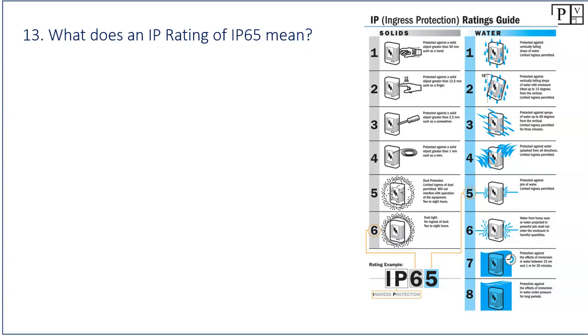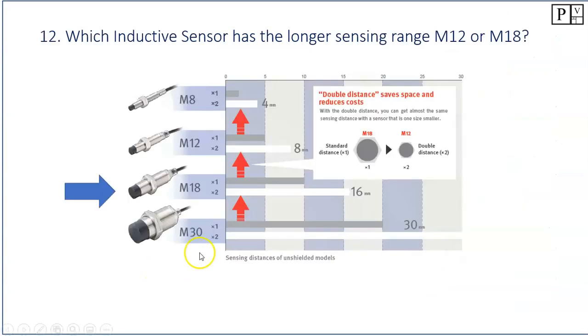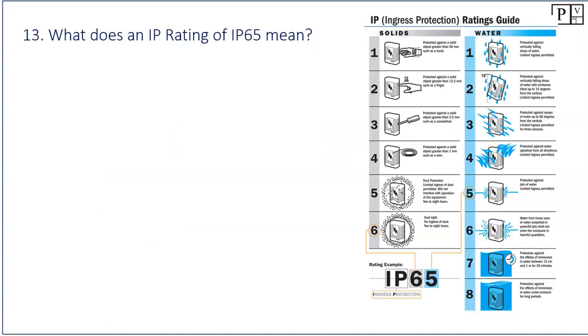Okay, number 13, what's the IP rating of IP65? So these guys are hermetically sealed. Like if we take a look at the sensor, it's all encapsulated and there's very little dust or debris or liquids that can get in there. But how much is it impervious to either dust or water? That's the ingress protection or the IP protection.